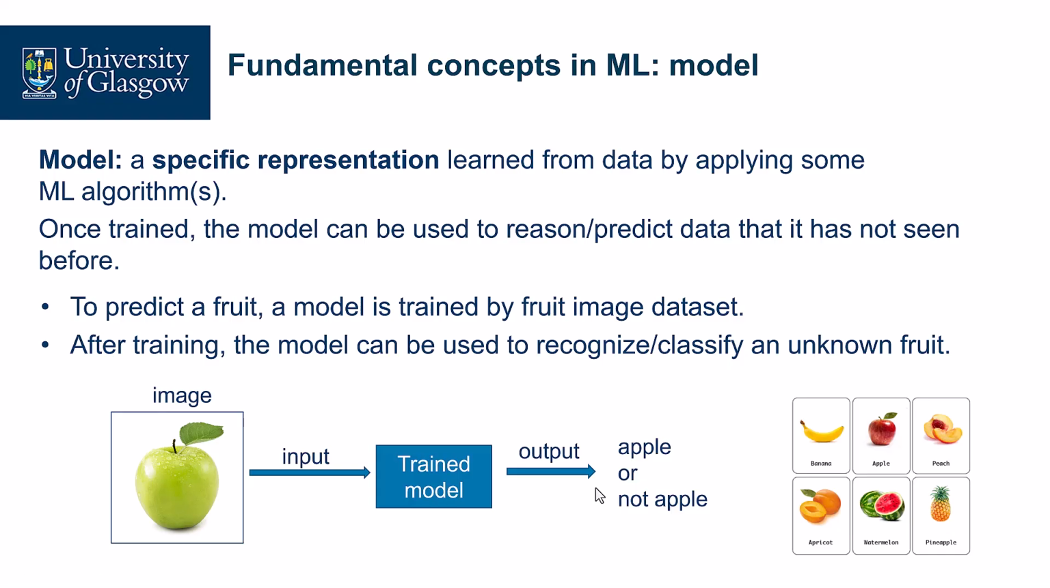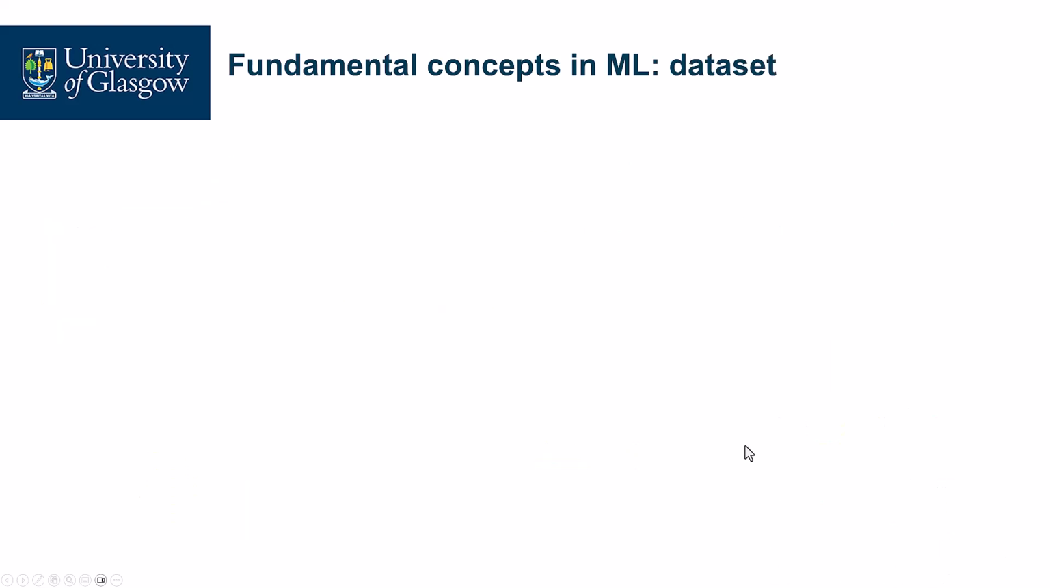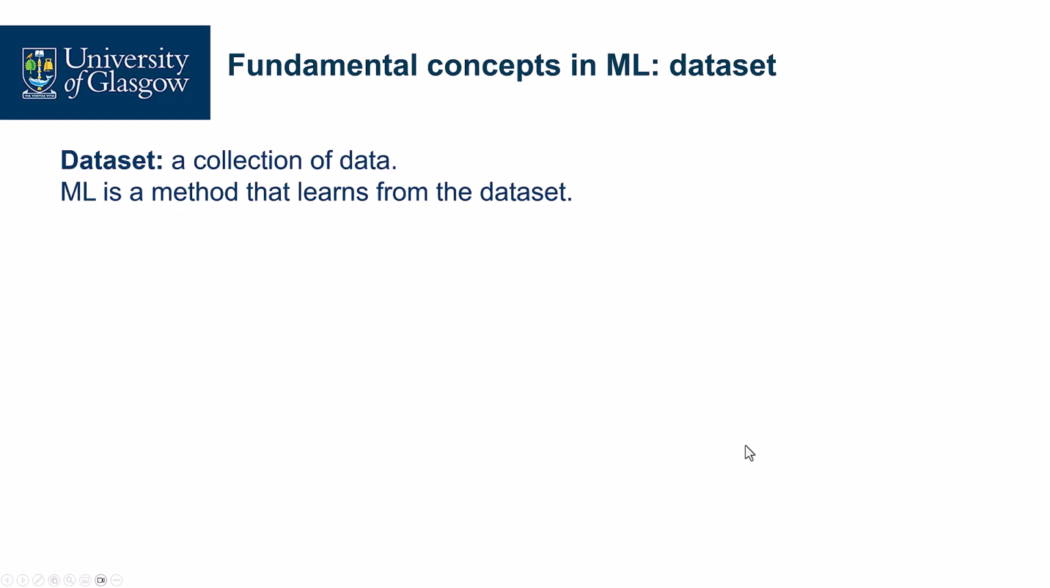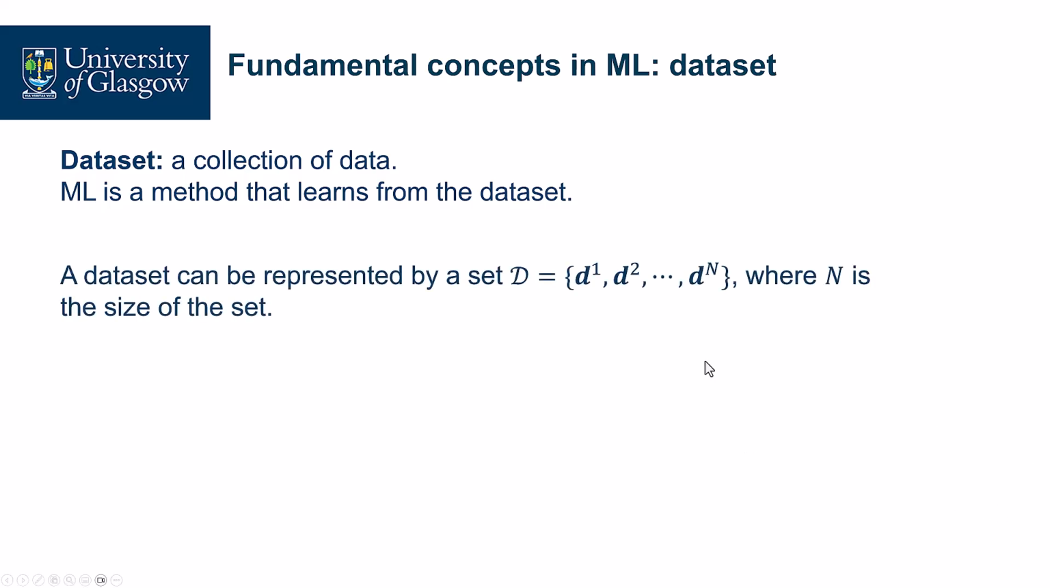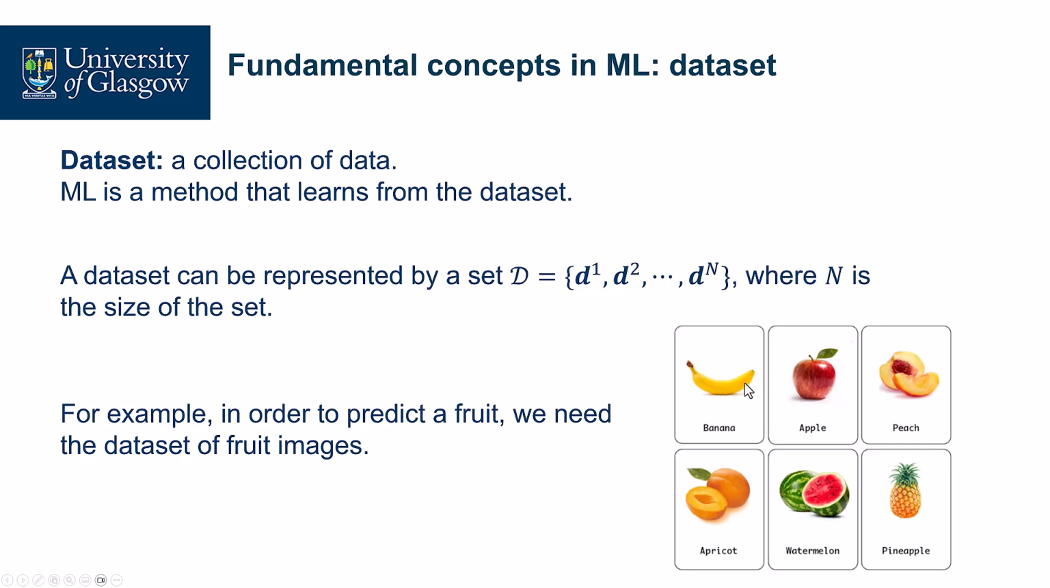What does it do? And the machine learning model, as I've said, is trained by the data set. For example, this is a data set example, right? A data set we think of as a collection of data. So for the machine learning model to be trained, we can say it's like D equals D1, D2, ..., Dn, right? So n is the size of the data set. In the fruit example, we can see the size of the data set is 6, right? All of them are fruit images.